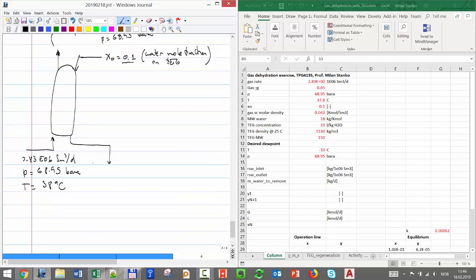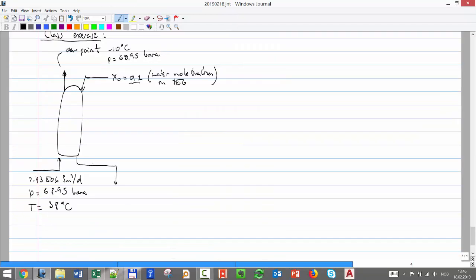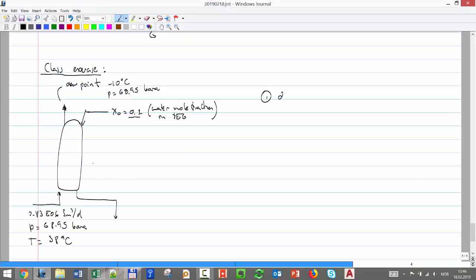So our first step will be to determine the water content in the inlet gas stream. We want to determine how much water we have in that stream entering the column. How do we do that? We need to calculate the RSW at 68.95 bar and a temperature of 38 degrees Celsius.